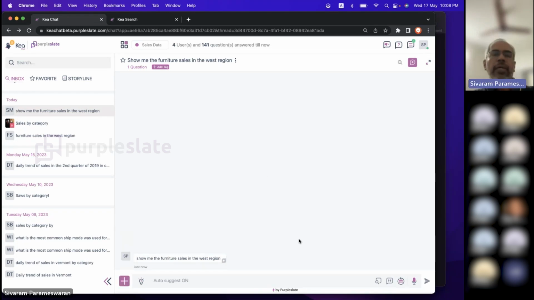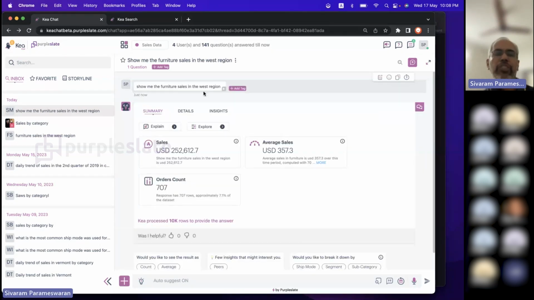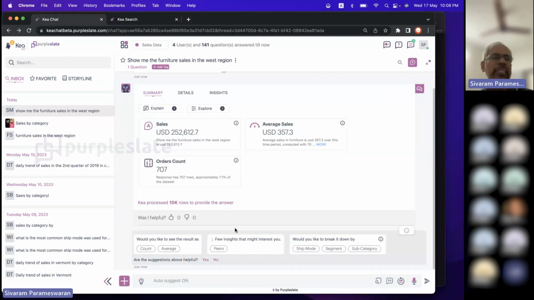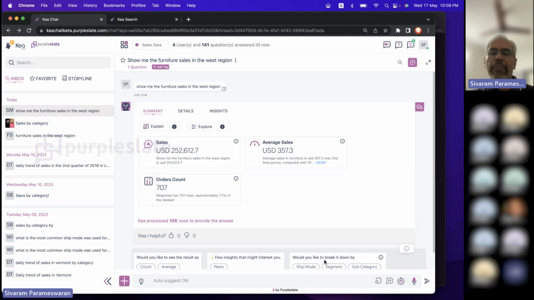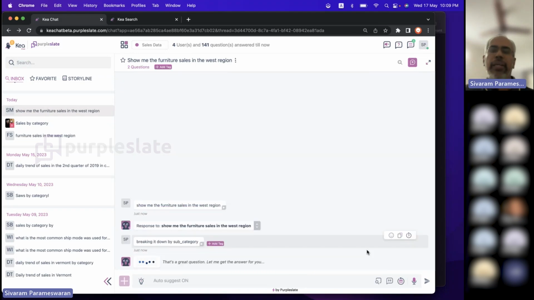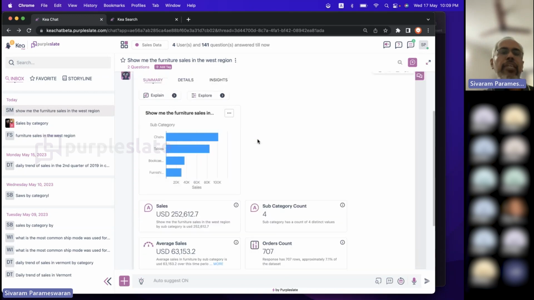So it just tells me the furniture sales in the West region. And then, since this is more of a chat interface, more suited for a conversation, it is also asking me, by the way, would you like to see the results like this? Or would you like to break it down by segment? Say, for example, I look at it and say, break it down by subcategory. So for those furniture sales, it breaks it down and gives me this output.